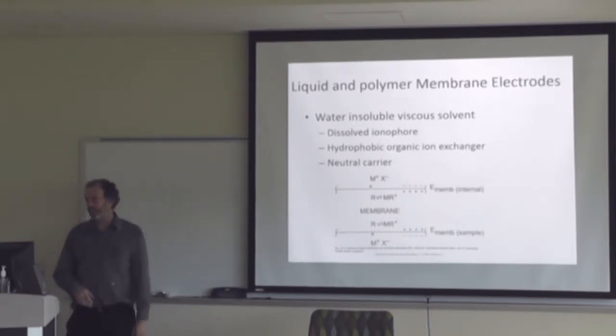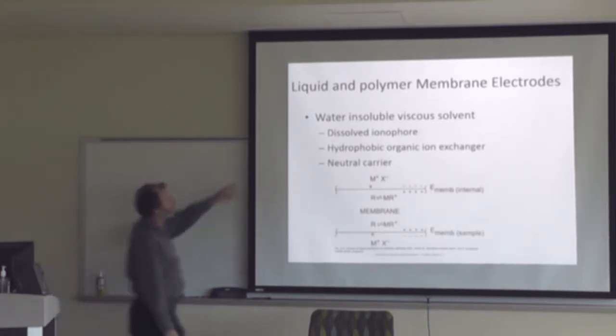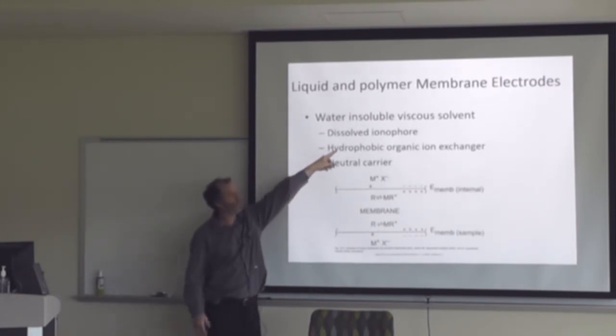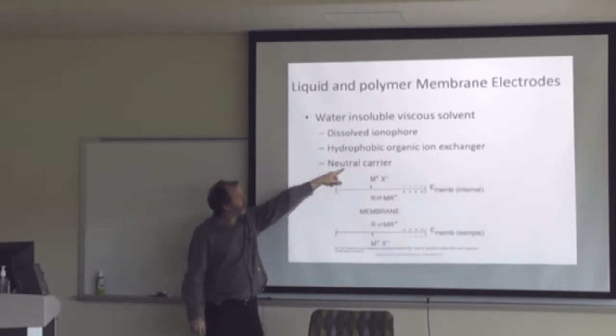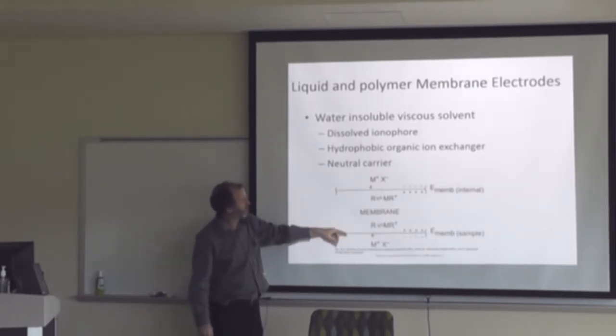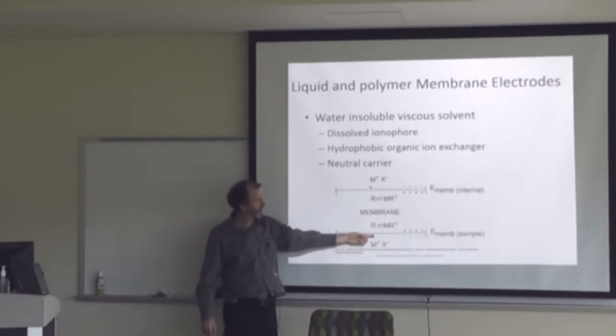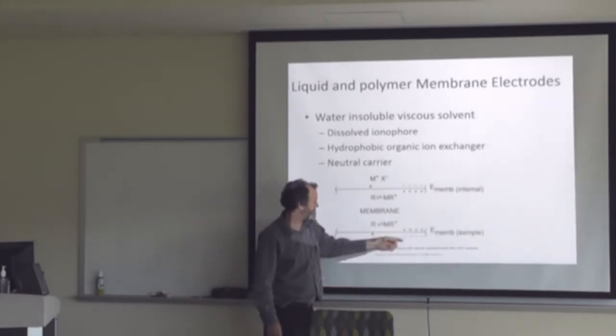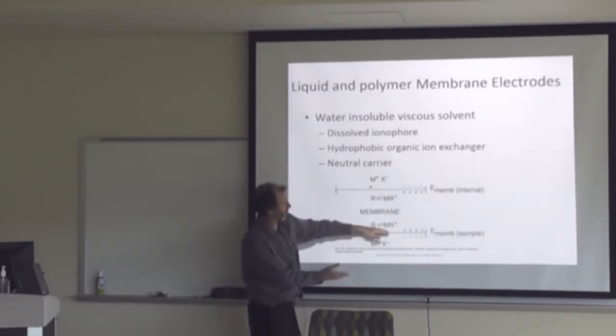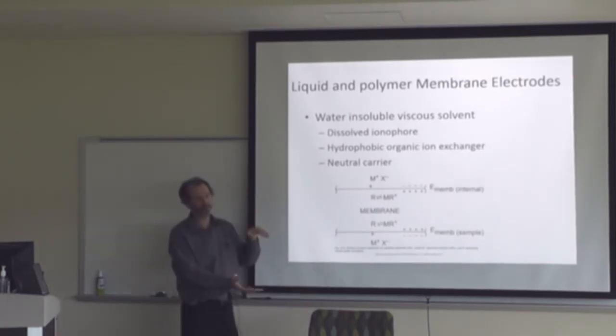You can also have liquid and polymer membrane electrodes. You have some water insoluble viscous solvent that has a dissolved ionophore, a hydrophobic organic ion exchanger and a neutral carrier, and this is your membrane that has the ion carrier. It'll bind, in this case, the cation, which changes the amount of charge you have across the membrane. That change in charge across the membrane is going to alter the electric potential of this half cell reaction compared to the reference, which will change the potential difference between the two.